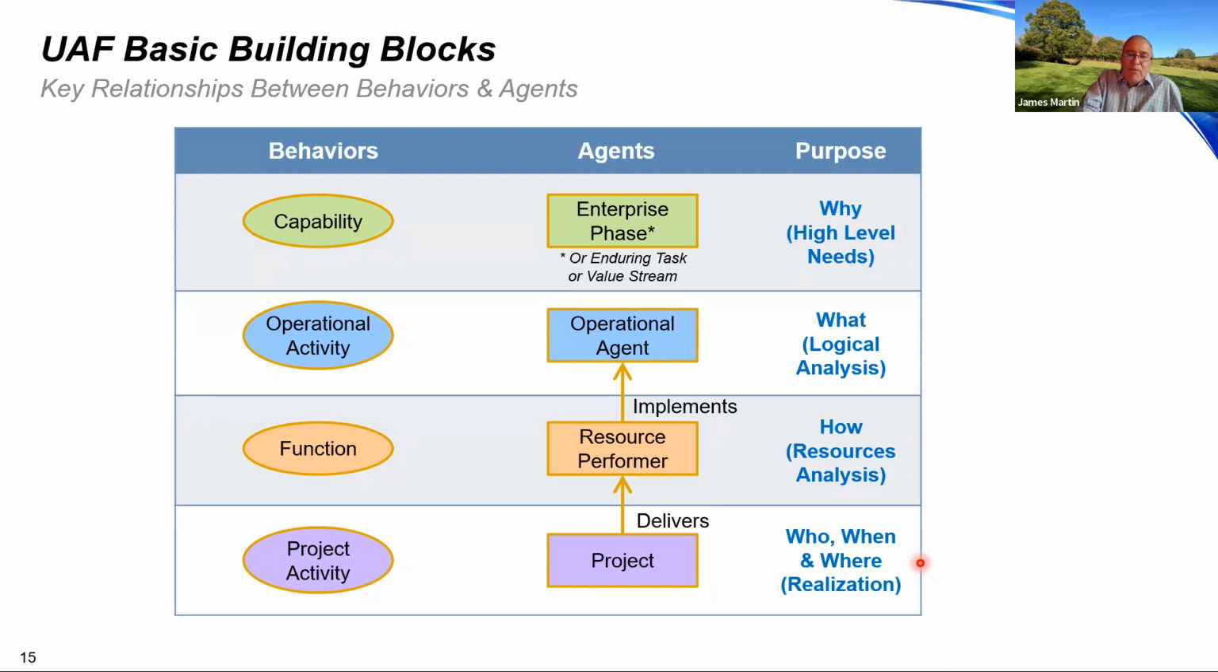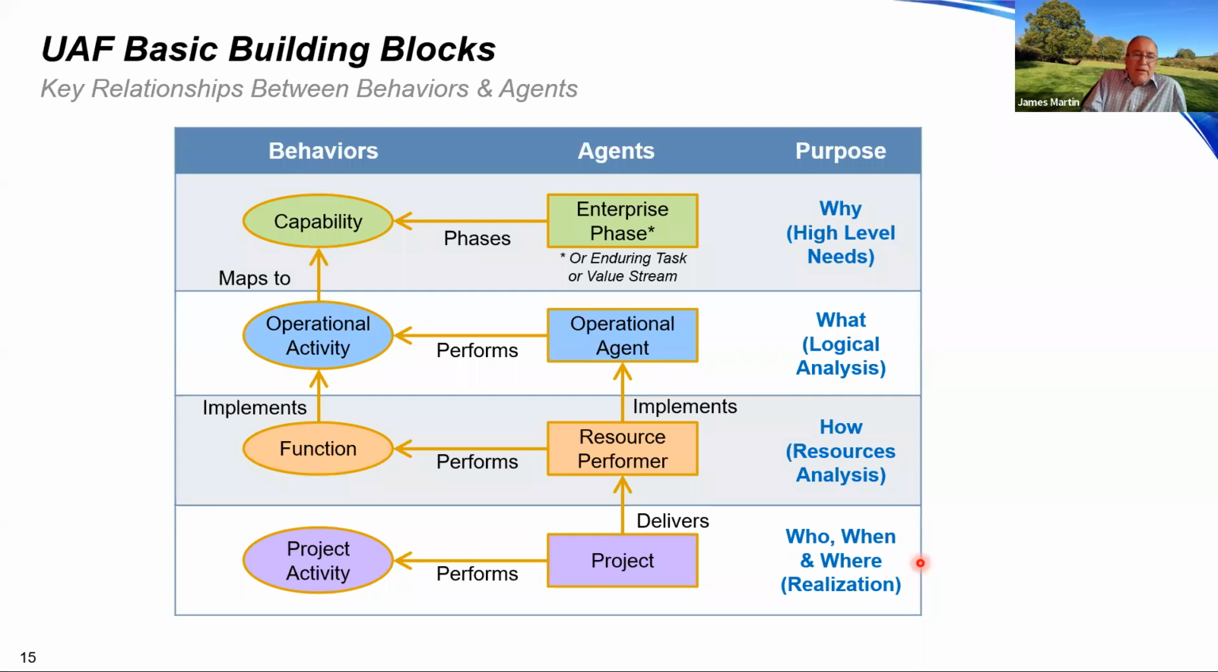And those resource performers will implement the operational agents in your logical architecture. So each of the agents will map to the behaviors. In the case of projects, projects perform activities, resource performers perform functions, and operational agents perform operational activities, and enterprise phases will phase the capabilities, because you don't necessarily deploy the capabilities all together at once. You typically divide that up into incremental deliveries of phases. So those functions will implement operational activities, which in turn map to the capabilities.